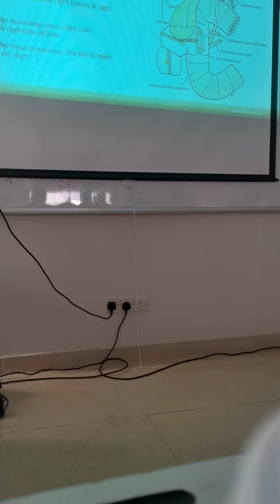Now we move to the second part. The second part is going downward. We know that it goes from L1 to L2 to L3. So these are the anterior relations. Now you can see over here, this is the second part. Anteriorly, it is related to the gallbladder.